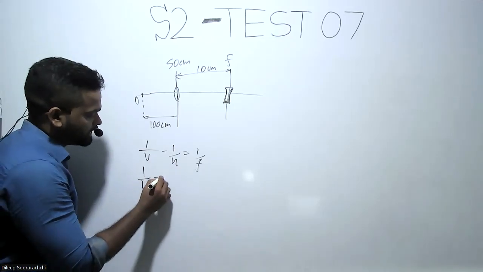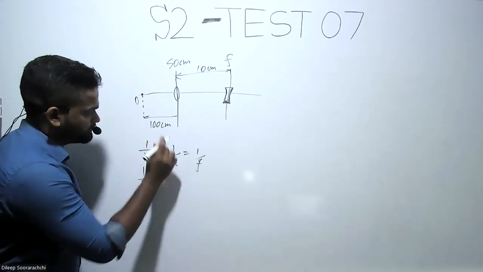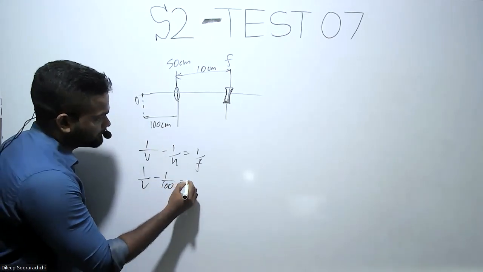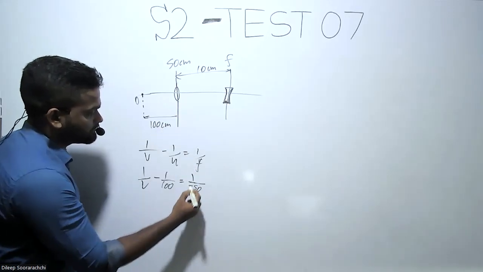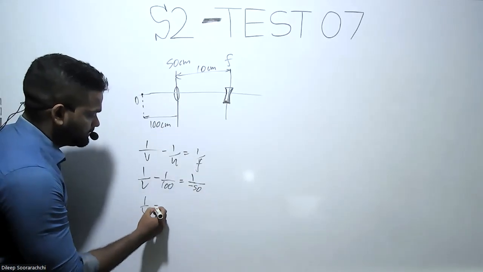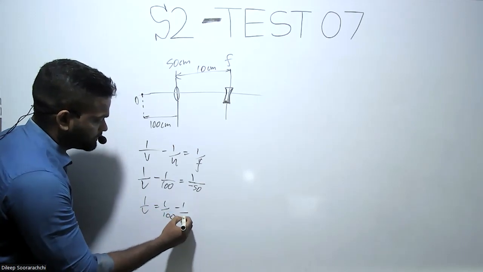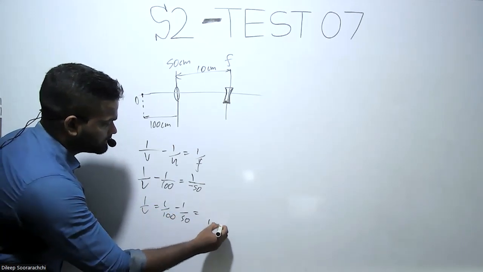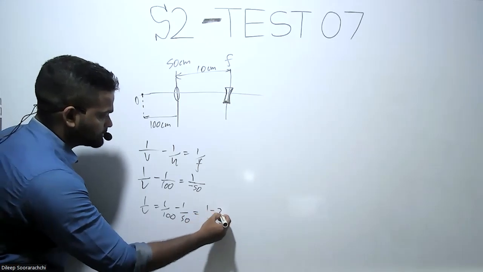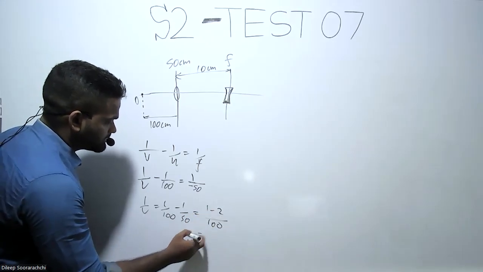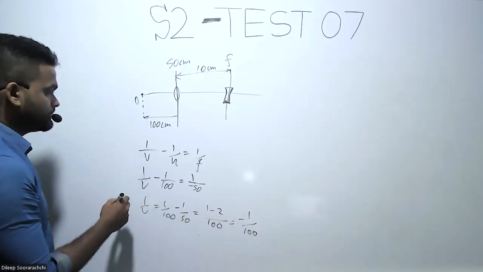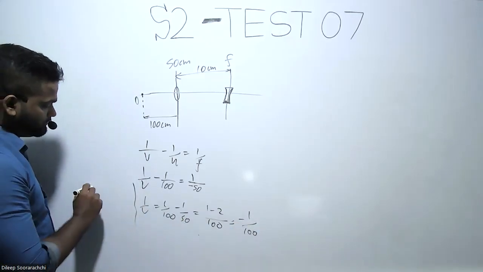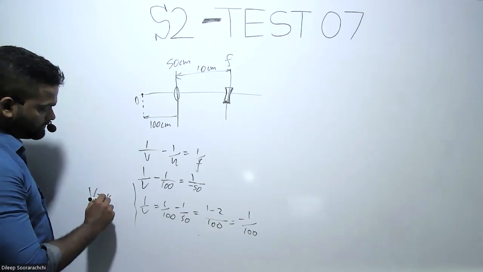So what we need to find is V. U is 100. Focal length, this is a convex, so it is minus 50. So 1 over V equals 1 over 100 minus 1 over 50. 100 common denominator, 1 minus 2. So it is minus 1 over 100. It is 1 over V. So from that we can find V to be equal to 100.